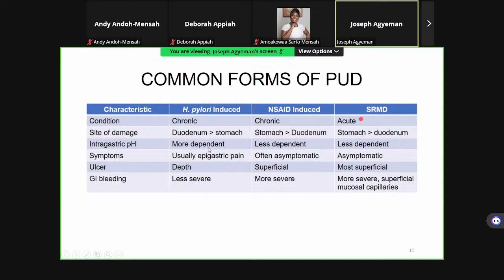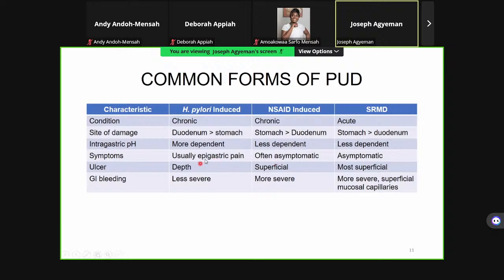infection is on the pH of the stomach or the duodenum. The NSAID one and the stress-induced one are less dependent on it. Then symptoms. H. pylori is epigastric, NSAID and stress-related ones normally may be asymptomatic. So the wound is there, but you may not feel any pain. But H. pylori, normally you have an epigastric pain.